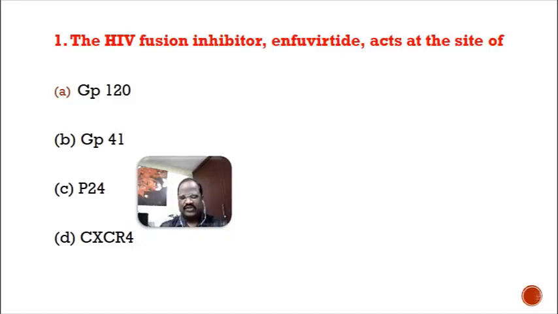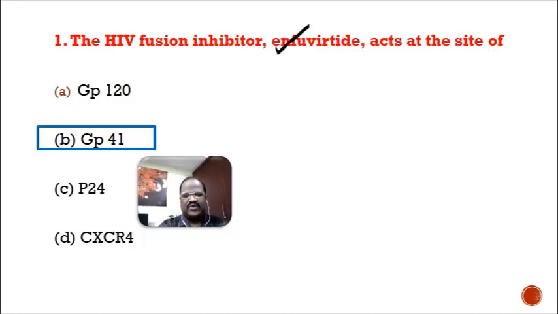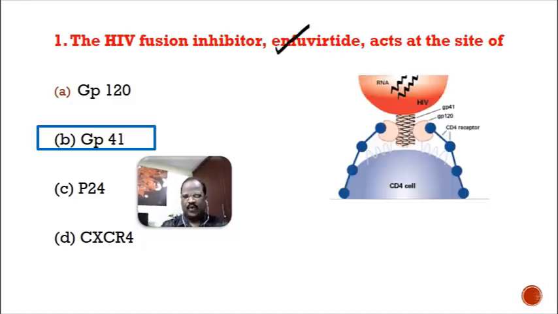The right answer for the question is option number B, GP41. How to approach this question? We know enfuvirtide is the fusion inhibitor. Now look at this picture. Imagine it's an HIV virus. This virus has on its envelope some polyprotein made up of GP41 and GP120. And look at this. It is the host cell called CD4 cell, which is the target for the HIV virus.